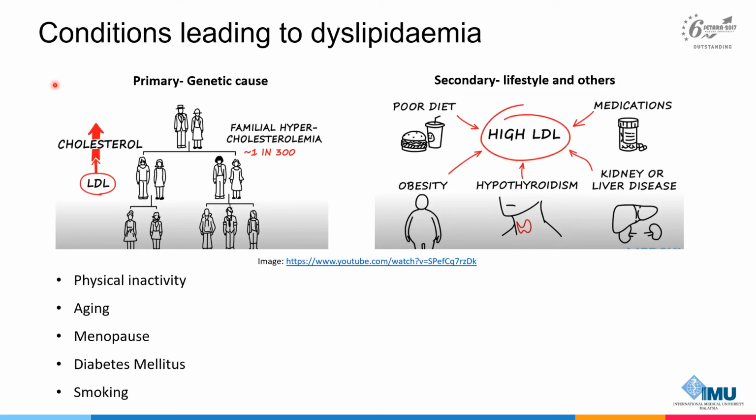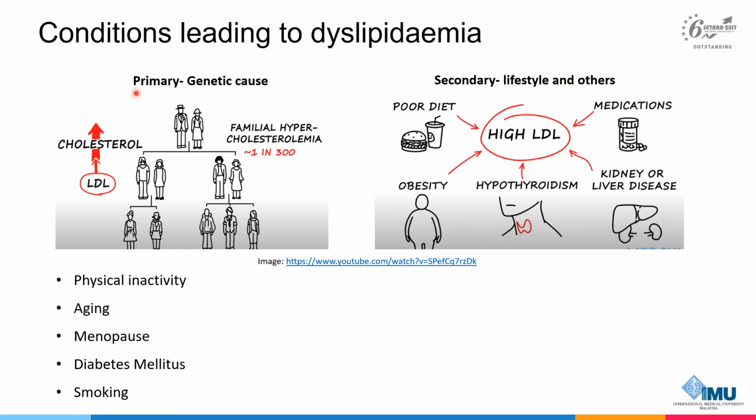Alright, so I hope the video on the previous slide has helped you to recap about types of lipoprotein and the metabolism of lipoproteins. Alright, so now let's look at conditions leading to dyslipidemia. There are two causes. The first is the primary cause, which is due to genetic cause or mutation. The secondary cause is due to lifestyle and others.